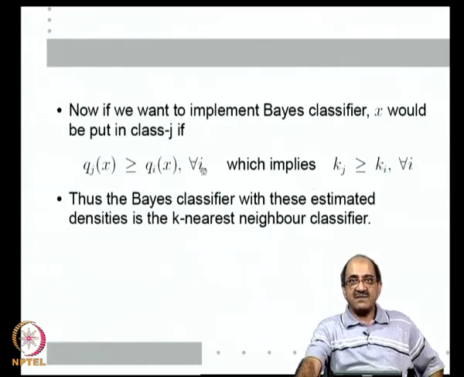But anyway, more to the point, in our current context, essentially the k nearest neighbor density estimate is such that if we use such density estimates and implement the Bayes classifier based on such a density estimate, what we get is the k nearest neighbor classifier.